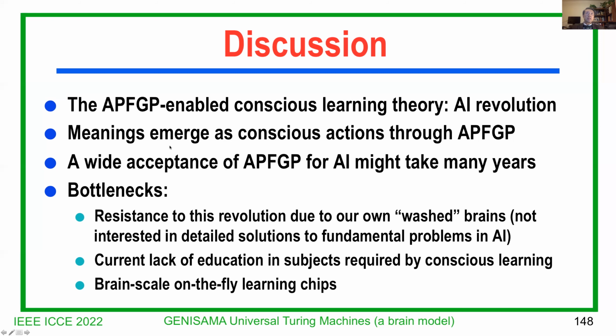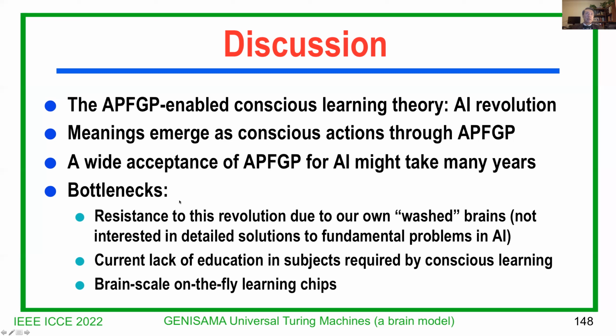And the meanings emerge as a conscious action through APFGP. So it's meaning, it's semantics, instead of just handcrafted symbols. A wide acceptance of APFGP for AI might take many years because humans tend to stick to their habits and it is very difficult for them to go beyond their comfort zones.